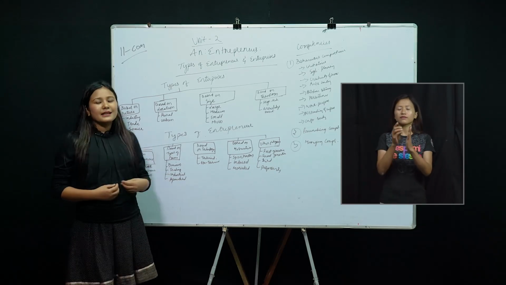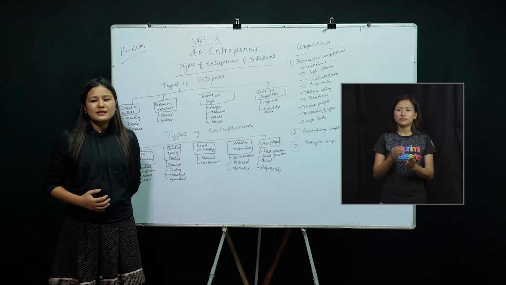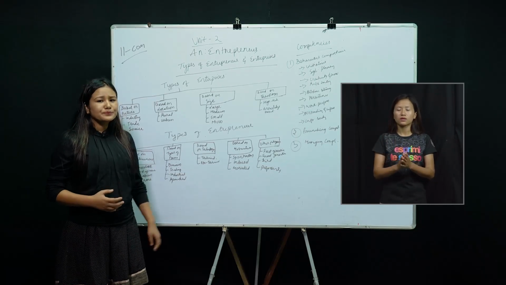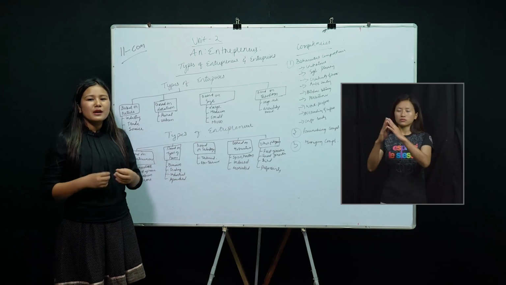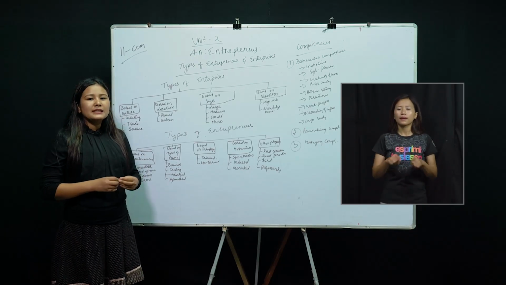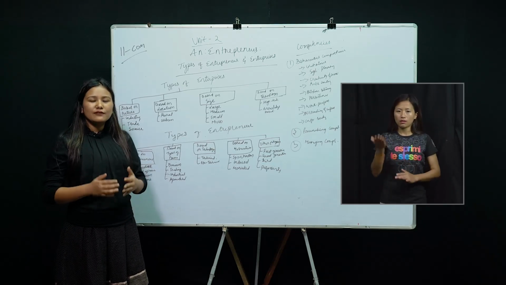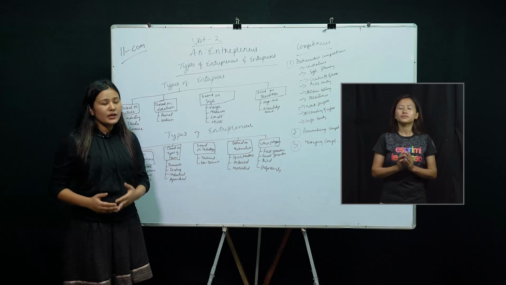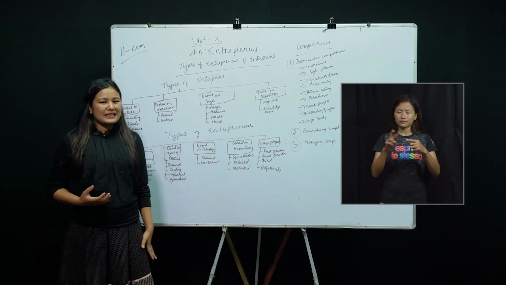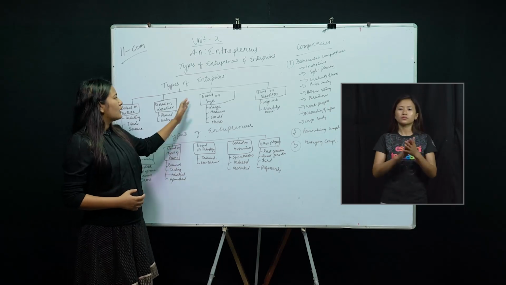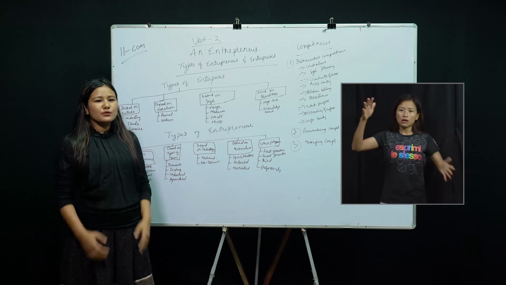The next category is urban enterprises. Urban enterprises are those enterprises which are in towns, cities and metropolitan cities. These are enterprises which are set up in a developed geographical area. The next type of enterprises is based on size. There are different sizes of enterprises, and the first category is large-scale enterprises.